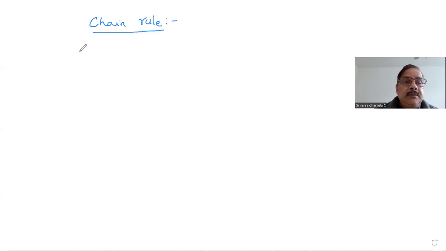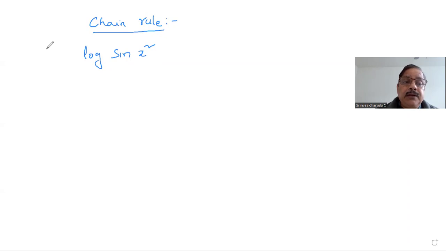See here, for example, let us say I am having log sine x square. Here what happened? Log is there, an operator, sine is there, an operator, x square is there. So I have to do differentiation for the log. Next I have to do differentiation for the sine. Then I have to do differentiation for the x square. This is called a function of a function kind.